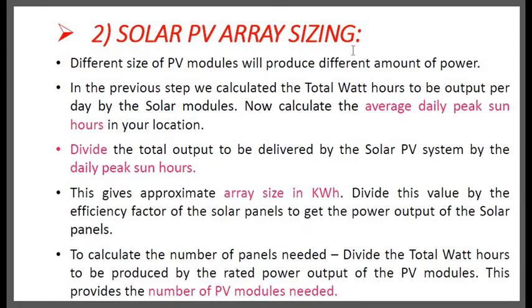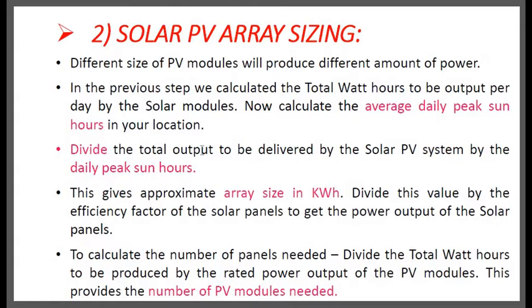Next, solar PV array sizing. Different sizes of PV modules will produce different amounts of power. In the previous step, we calculated the total watt hours to be output per day by the solar modules. Now calculate the average daily peak sun hours. We have to calculate the average daily peak sun hours at your location. So we have to find the peak hours of sunlight.